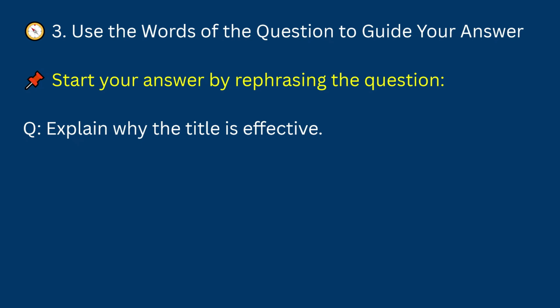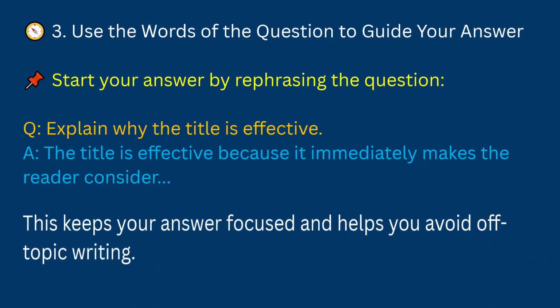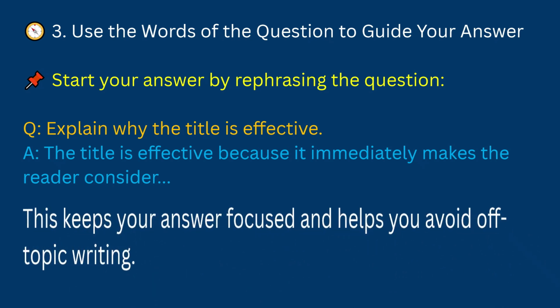Now, if the question is, explain why the title is effective, please don't say something like, yes, because. Instead, say something more effective, like, the title is effective because it immediately makes the reader consider blah, blah, blah. Please complete that answer. This keeps your answer focused and helps you to avoid off-topic writing. Right? It keeps you on point, but it also saves the marker time as well.